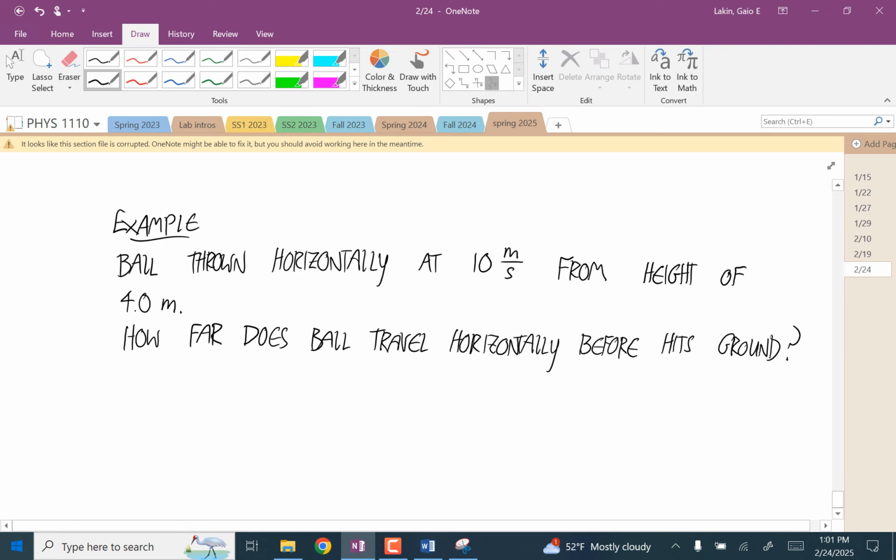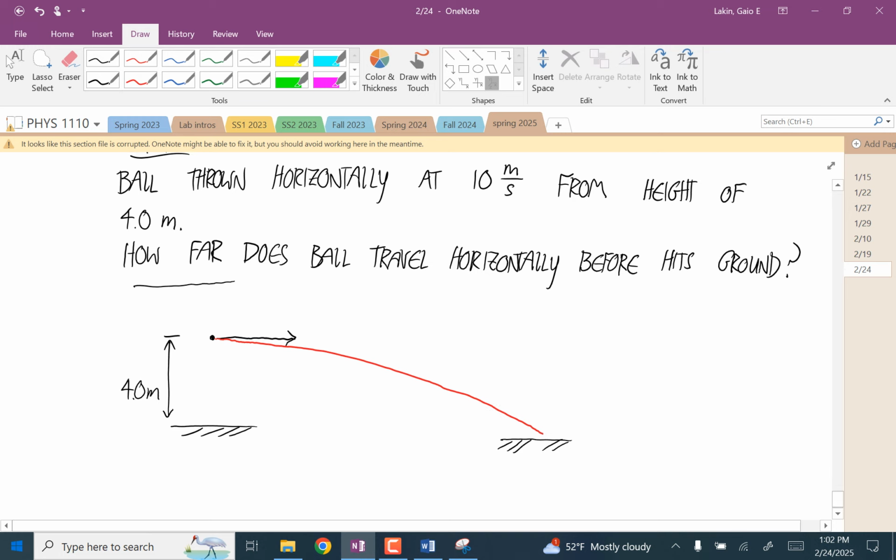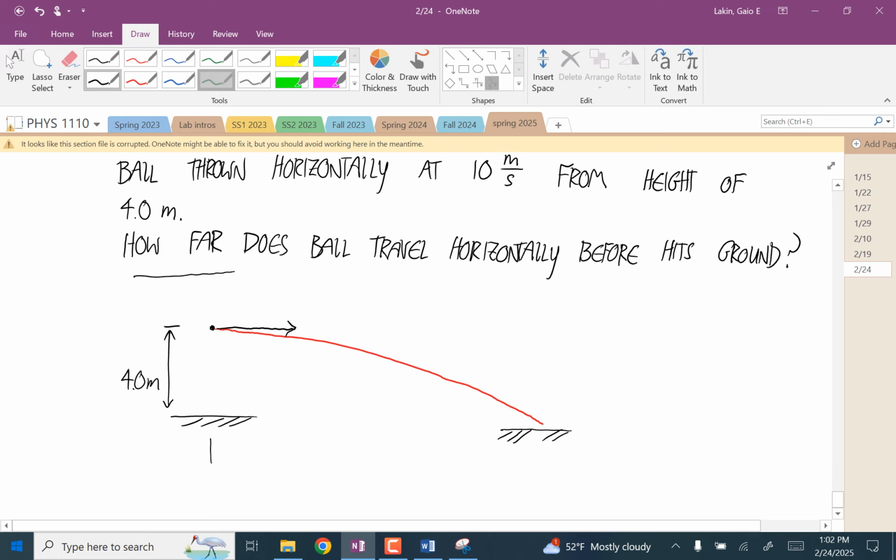Okay, so let me just sketch out what's happening here. This ball is thrown originally, it starts out moving horizontally from a height of 4 meters. And it's going to travel like a half parabola down to the ground. And we want to figure out this distance from here to here.